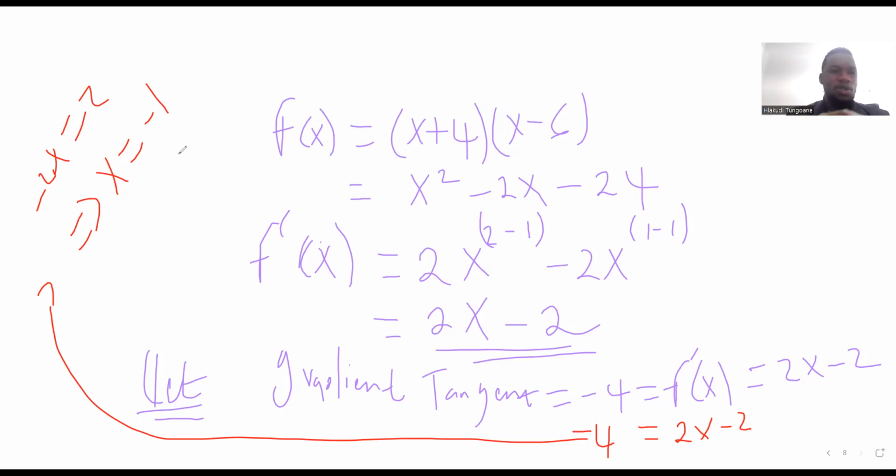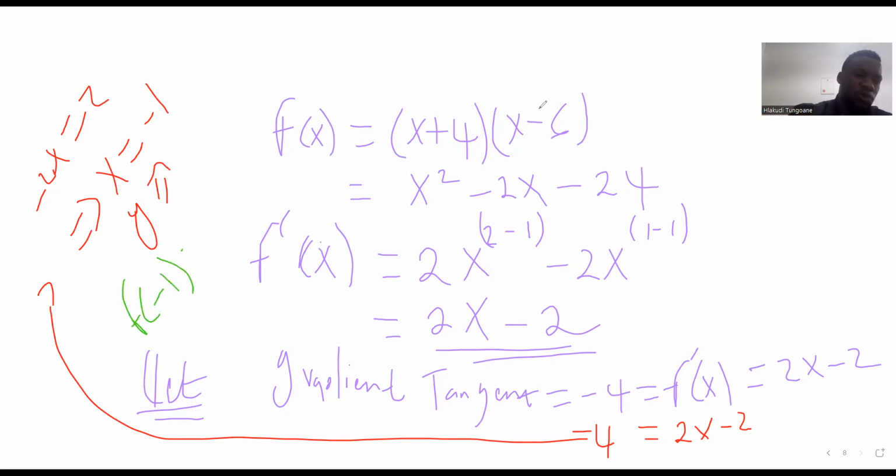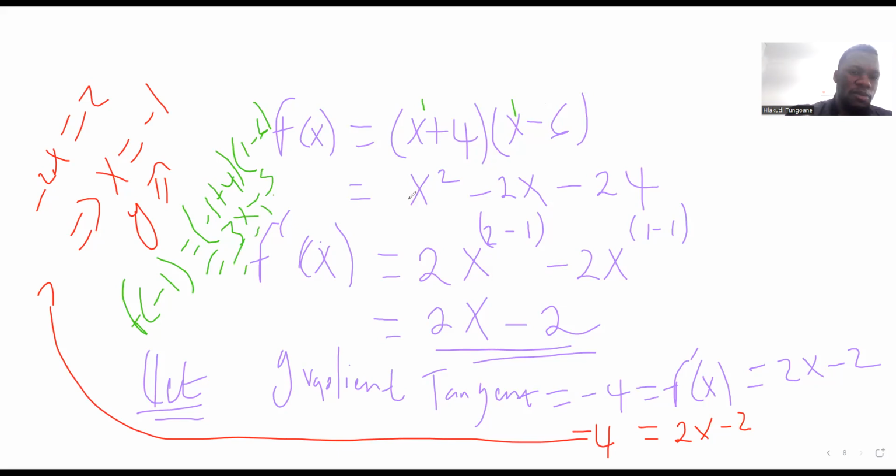Okay, so now we need to get the y value that corresponds to x equals minus 1. So if we get f of minus 1, that will give us the answer that we're looking for. You substitute x for minus 1, then you're going to get minus 1 plus 4, and then 1 minus 6, right? So that's going to give us 5, no, not 5, sorry. So that's going to be plus 3. That's going to be plus 3 times minus 5, right? That's minus 15.